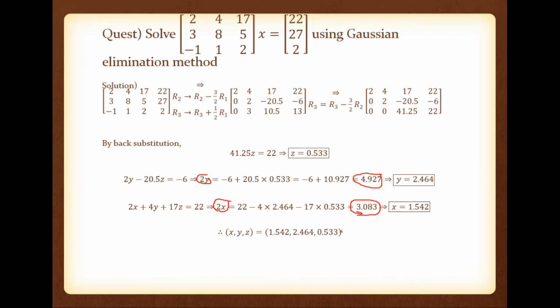So the answer is x, y, z. This is vector x, that is equal to 1.542, 2.464, 0.533. The last one is 0.533. Okay.